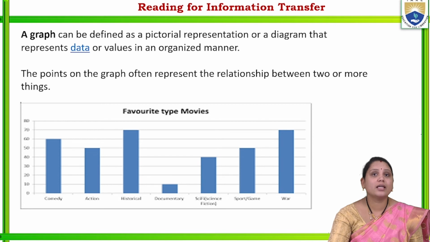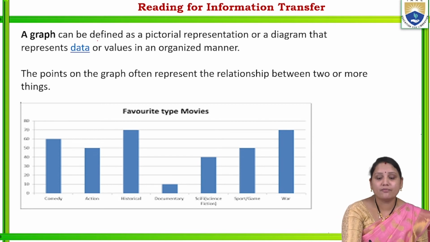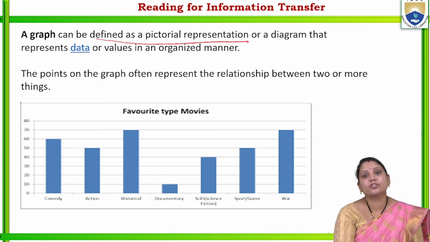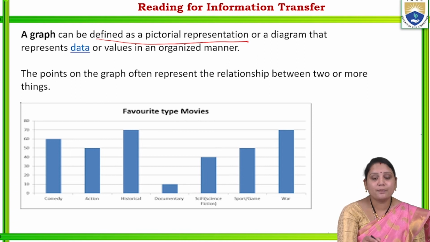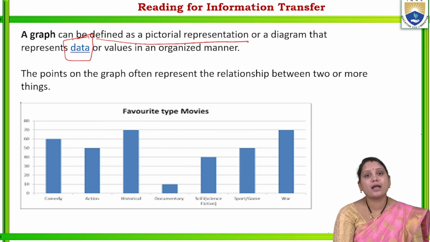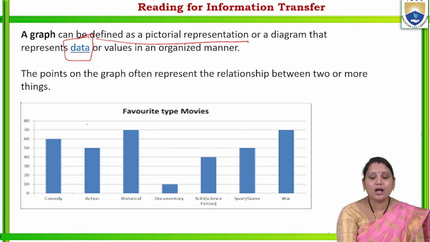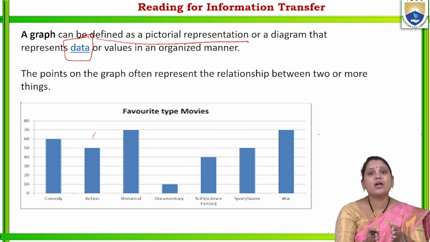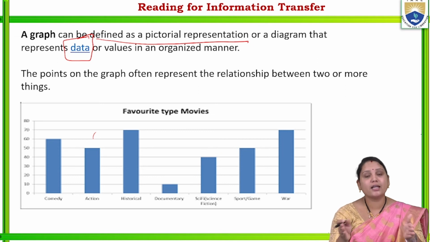Now, let us see what a graph is. It can be defined as a pictorial representation or a diagram that represents data or values in an organized manner. It shows the level of the performance. It shows the level of the data which is segregated or used in that particular time bin.